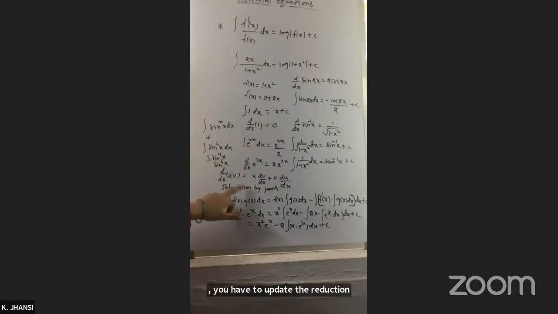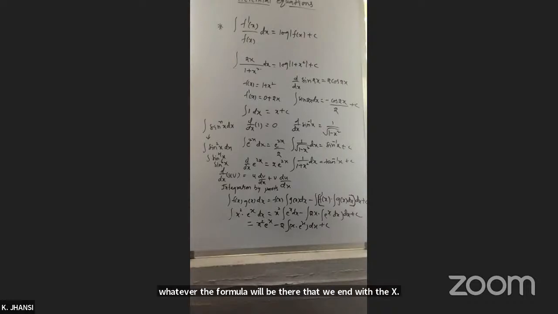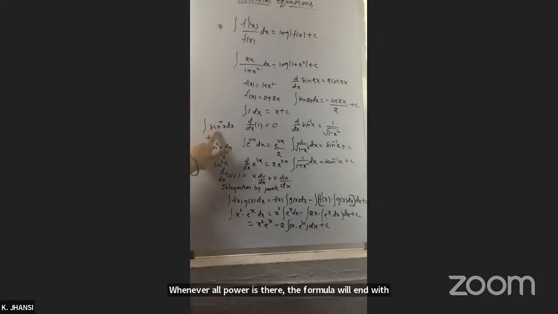So this integration by parts and reduction formula, we'll apply that one twice. On page number 33, at the top of the page, you have the formula for sin to the power n x dx. After that, case 1 and case 2 are important. If you have an even power, the formula will end with x. Whenever an odd power is there, the formula will end with minus cos x, that is the integration of sin x. So integration of sin x is minus cos x.